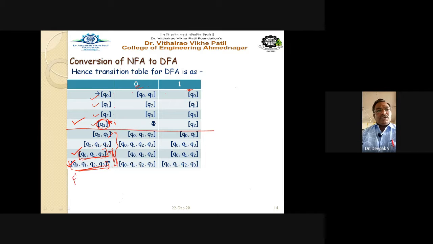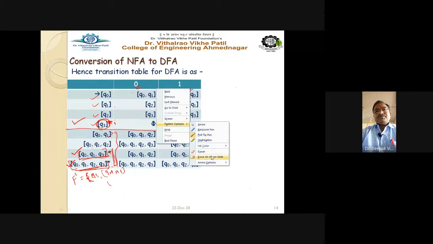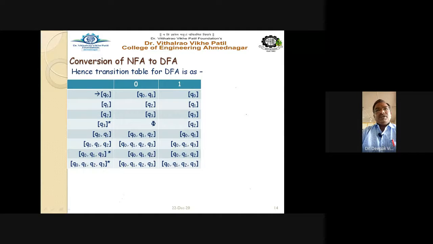That's why this F dash is nothing but the set of states: Q3, then Q0, Q1, Q3, another state, and next Q0, Q1, Q2, Q3. Three states are the final states here, right? So draw the transition diagram. From this transition table, it is easy to draw the transition diagram.